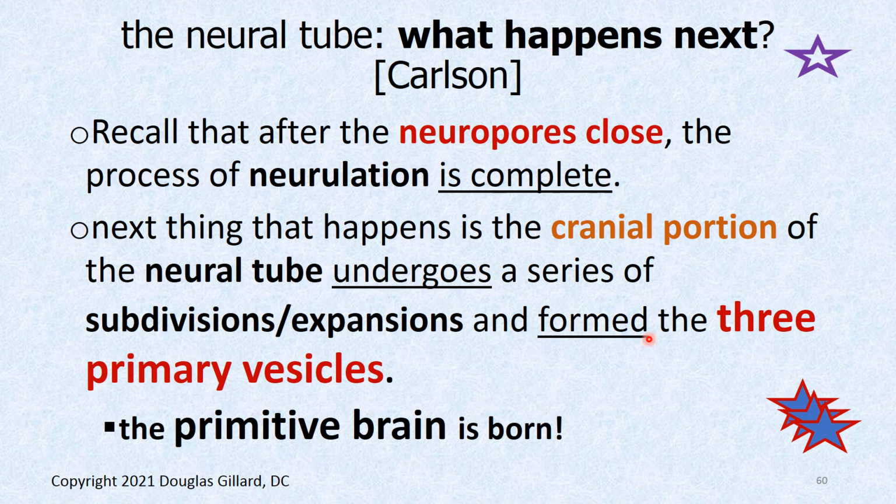What happens next? Well, we said that neurulation is over when all the neural pores close. The next big thing that happens, once the neural pores close, is that the cranial portion of the neural tube, which is bigger, turns into a primitive brain. Remember, the plate was bigger up in that region, so it's going to be a bigger part of the tube. Specifically, 3 vesicles are formed.